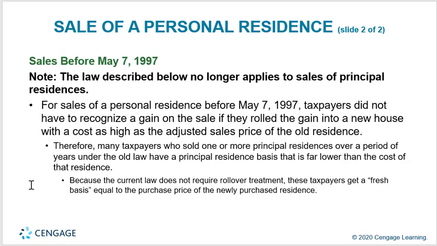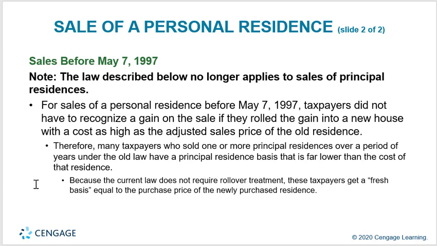So, sales before May 7, 1997. Note the law described below no longer applies to sales of principal residence. So for sales of personal residence before May 7, 1997, taxpayers did not have to recognize a gain on the sale if they rolled the gain into a new house with a cost as high as the adjusted sale price of the old residence. Therefore, many taxpayers who sold one or more principal residences over a period of years under the old law have a principal residence basis that is far lower than the cost of that residence.